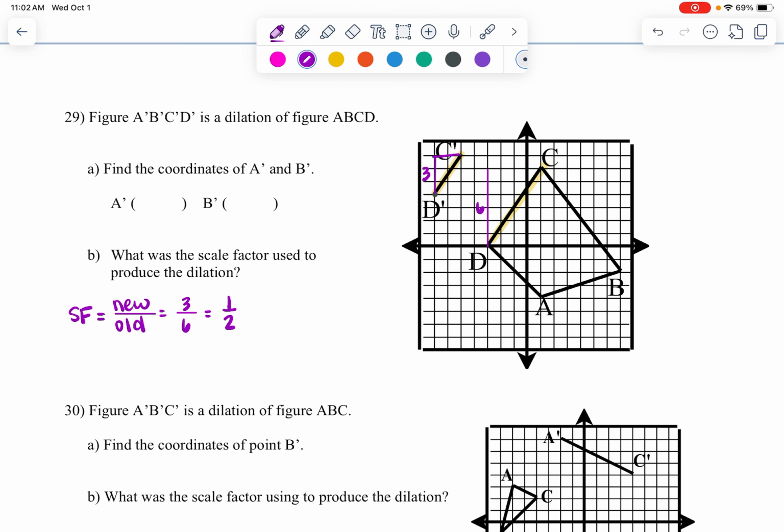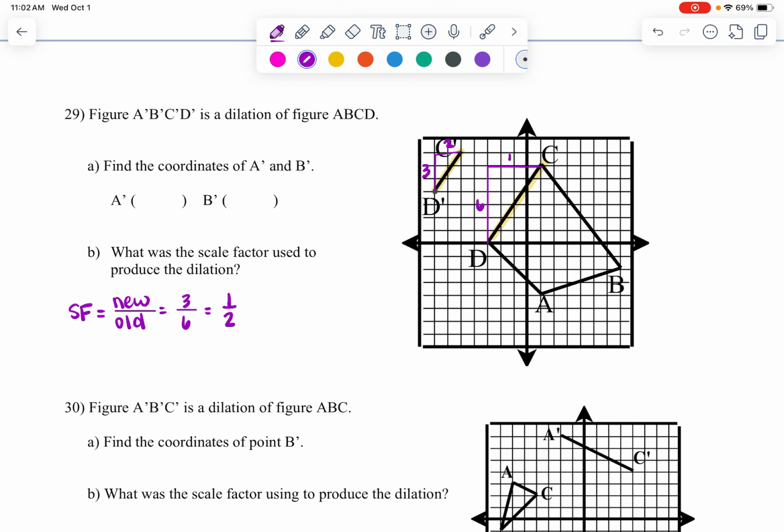If you want to do the horizontals, the horizontal movement is 2 to 4, so you're still going to get 1/2. So it doesn't matter if you analyze the vertical movement or the horizontal movement, we're all going to end up with 1/2, which makes sense, right? Because I cut all the movements in half, and my new image is clearly smaller than the original one.